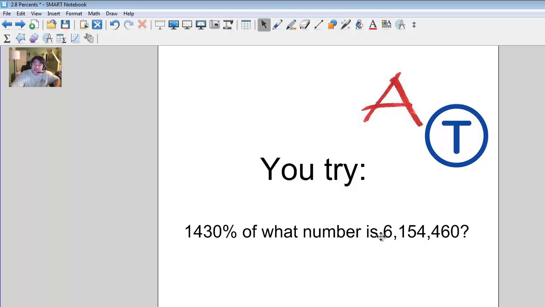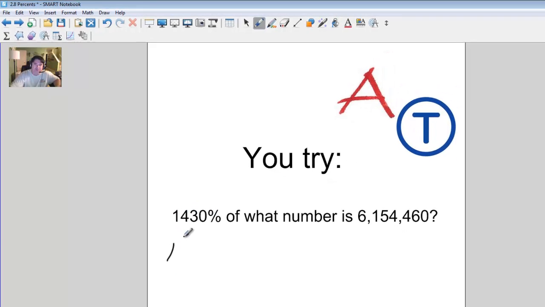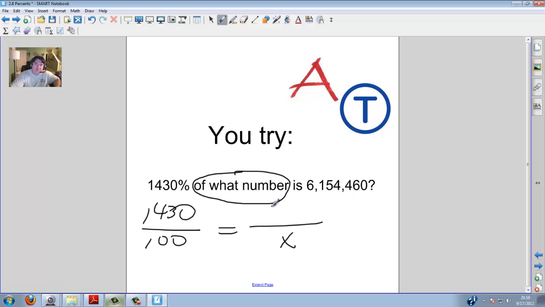You try. 1,430% of what number is 6,154,460? Ugh, but let's take it one piece at a time. 1,430% means 1,430 over 100. All right. Of what number? So I don't know the bottom. X is 6,154,460. Look, I'm not even going to get cute this time. I'm going to go ahead and use the calculator. So let's see. Crisscross. I'm going to times, then divide.